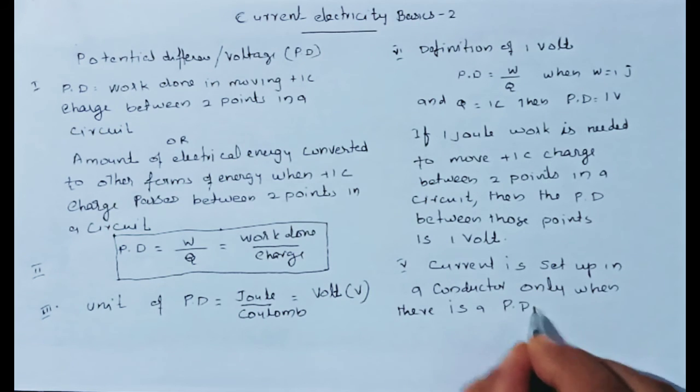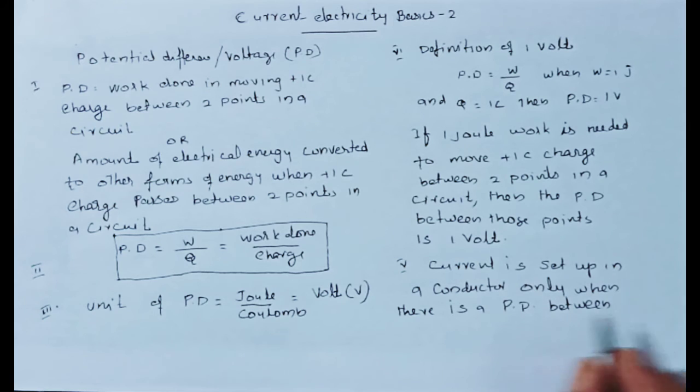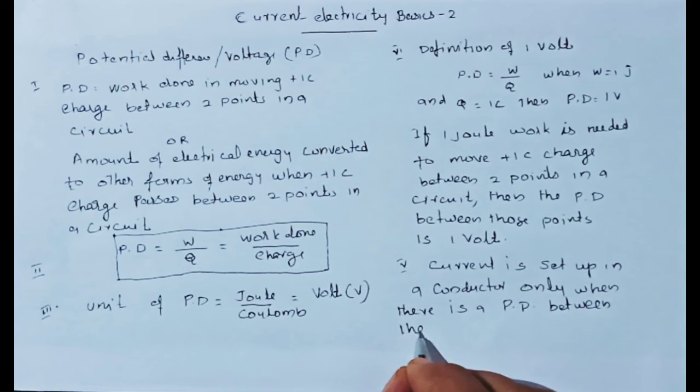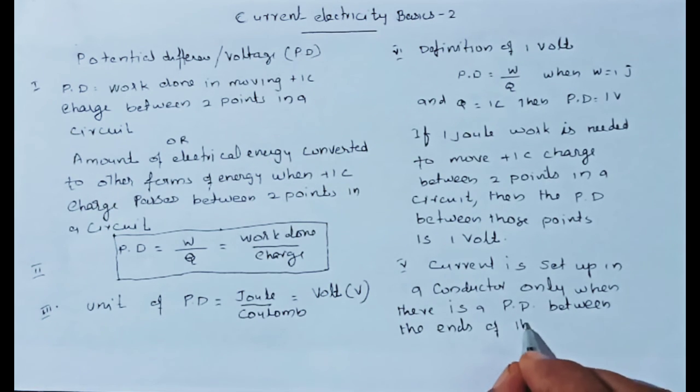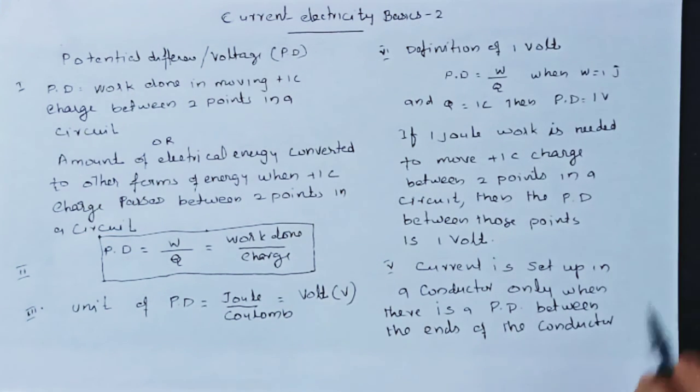When you introduce a potential difference between the two ends of the conductor, inside the conductor an electric field will be set up from the higher potential point to lower potential point. This will set the free electrons on move and initiate the current. So the essential condition is to keep the ends of the conductor at different potential to set up current in the circuit.